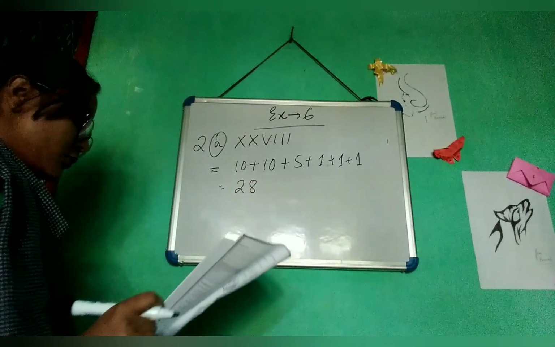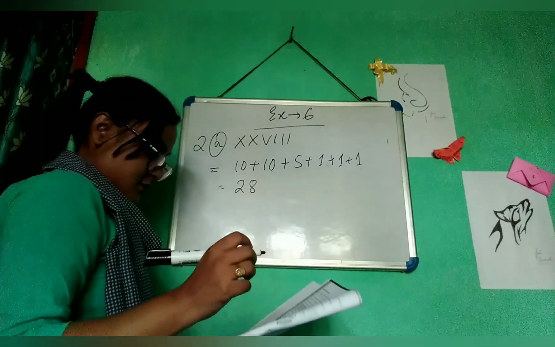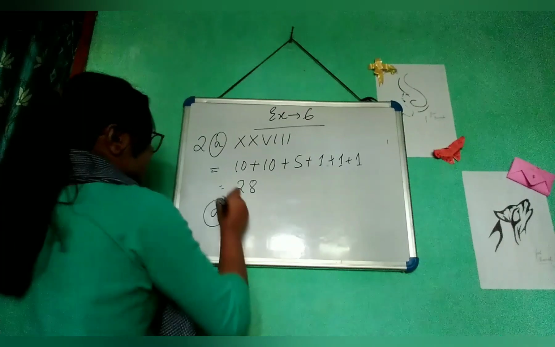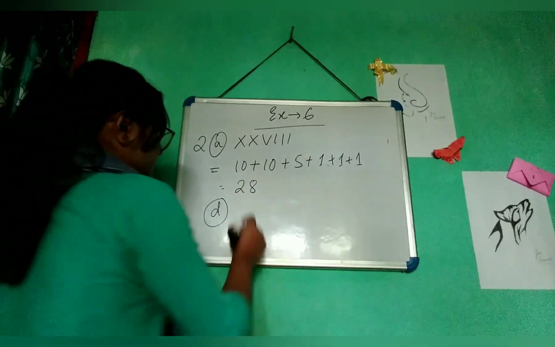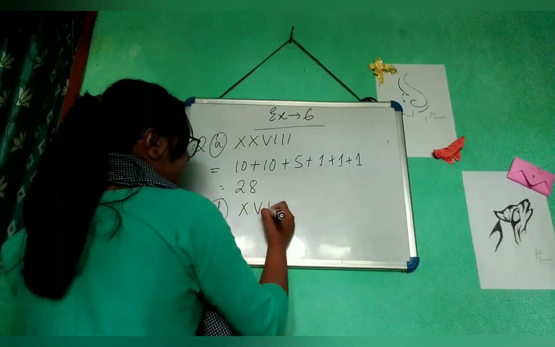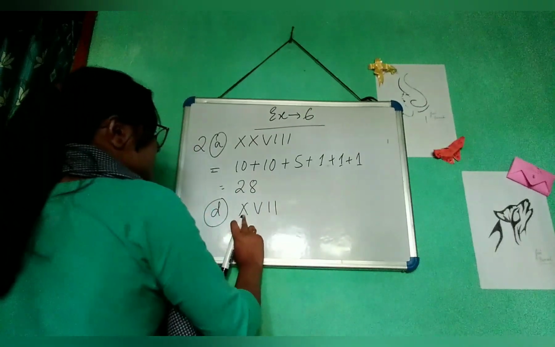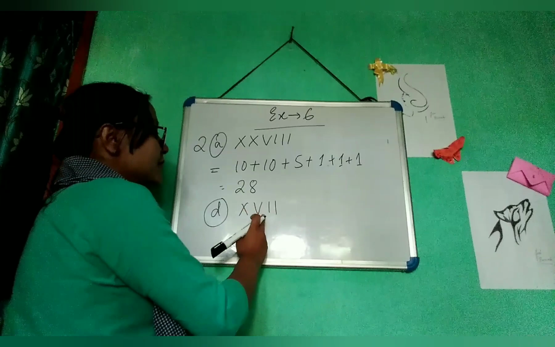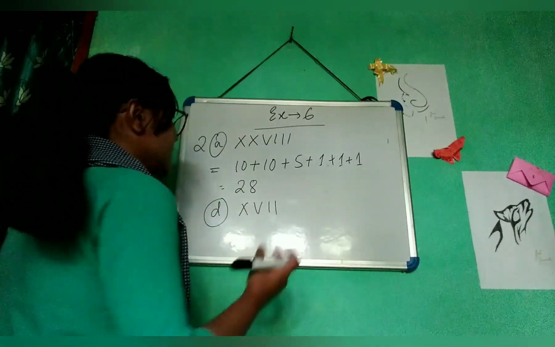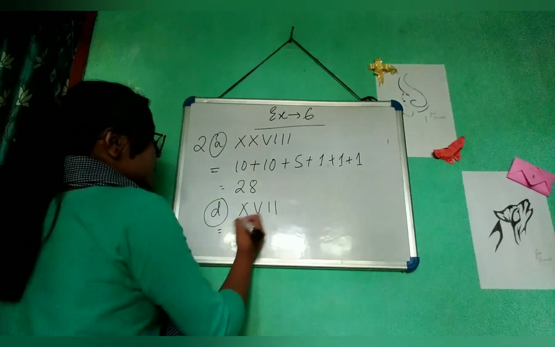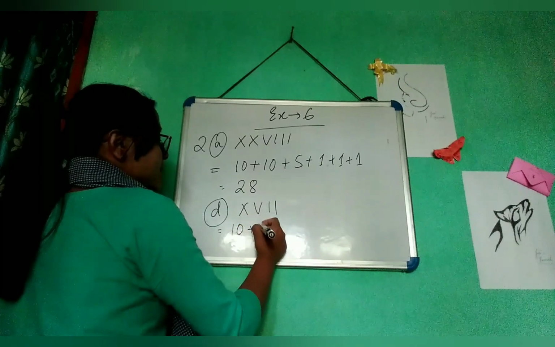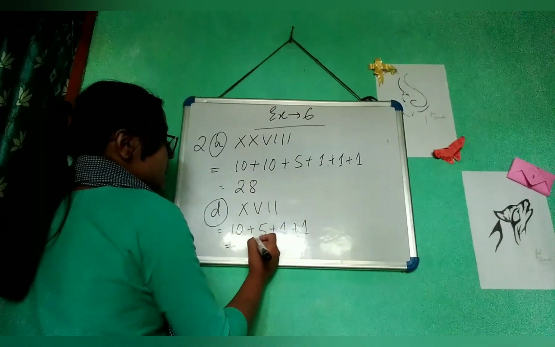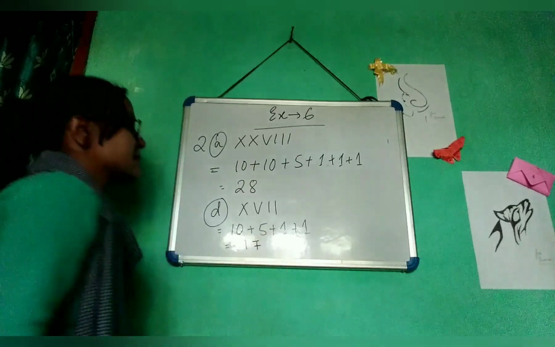Let me do one more, number D. It is very simple. X, V, I, I. So this is X, which is a higher value, and after it all are smaller, so that means it will be plus. So it will be 10 plus 5 plus 1 plus 1. So what will be the answer? 17. So this is the answer.